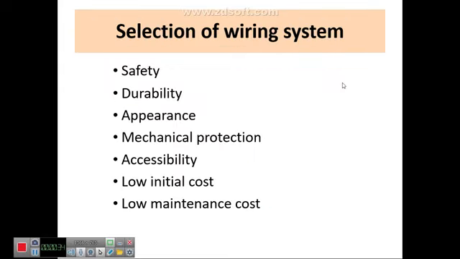So first one we are going to see selection of wiring system. The selection of wiring is based on the safety, durability, appearance, the mechanical protection, accessibility, low initial cost and low maintenance cost. So these are all the parameters that we are going to consider during the selection of wiring system.